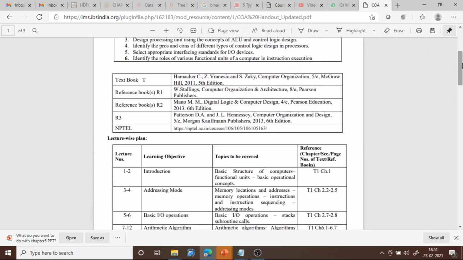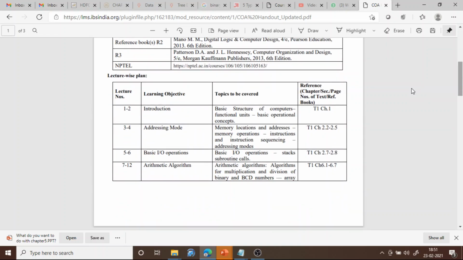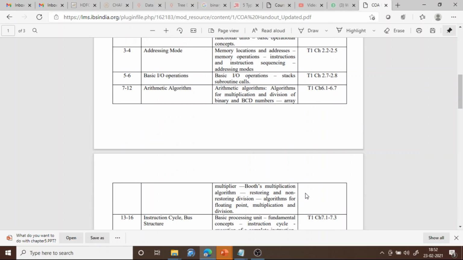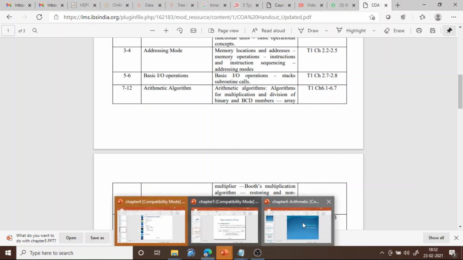Yes, welcome. Today we will be moving to the next topic, which is arithmetic operation. Till last class we discussed subroutines. Now we'll be moving to arithmetic operation. Here we'll be discussing the arithmetic algorithms for multiplication and division for binary and BCD numbers. Okay, fine. Let me start.